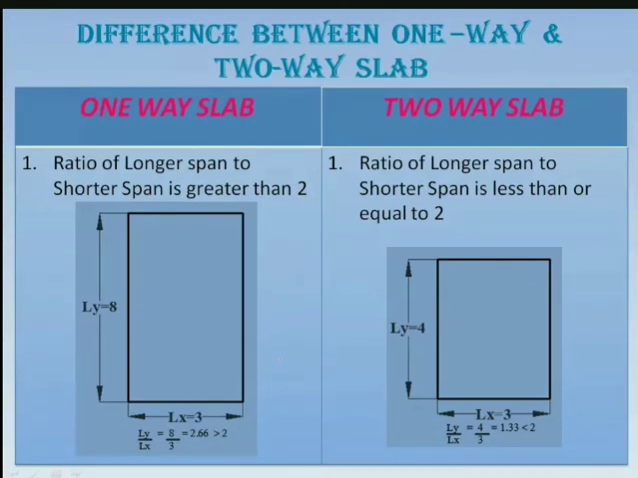So if you have a room of size 16 feet by 10 feet, if you divide 16 by 10, again the ratio is 1.6, which indicates it's a two-way slab. But practically there is no need to provide a two-way slab. You can directly provide a one-way slab spanning in the shorter span. This you have to do only practically, not in the examination. In the exam, you have to follow this rule strictly: Ly by Lx greater than 2, Ly by Lx less than 2.